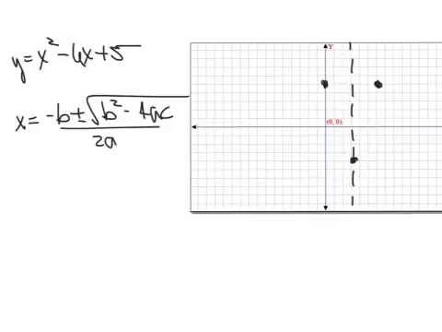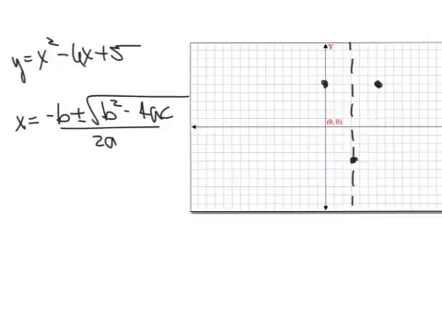Okay, so if we put in a 1 for A, a negative 6 for B, and a 5 for C, and we solve, we will be able to find out where in the world it crosses the x-axis. So let's go ahead and do that.